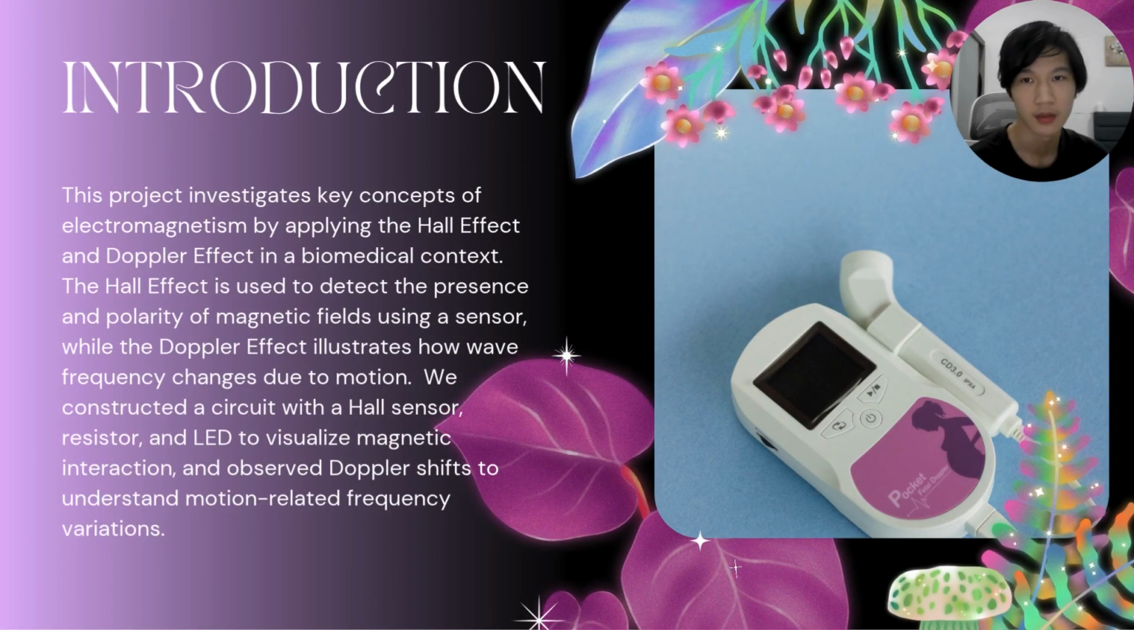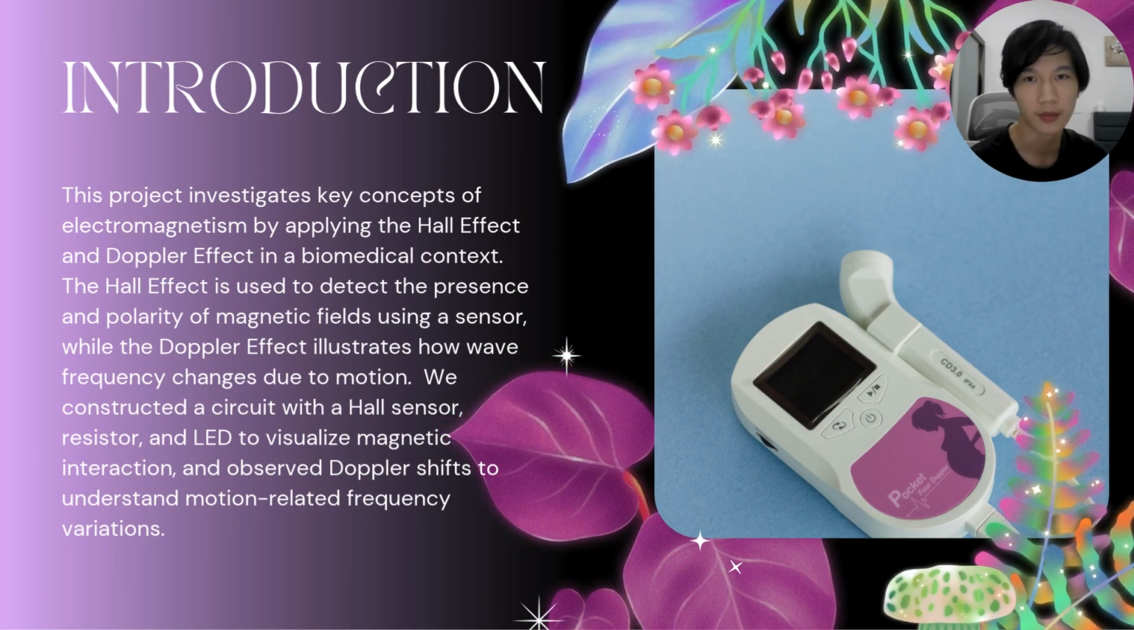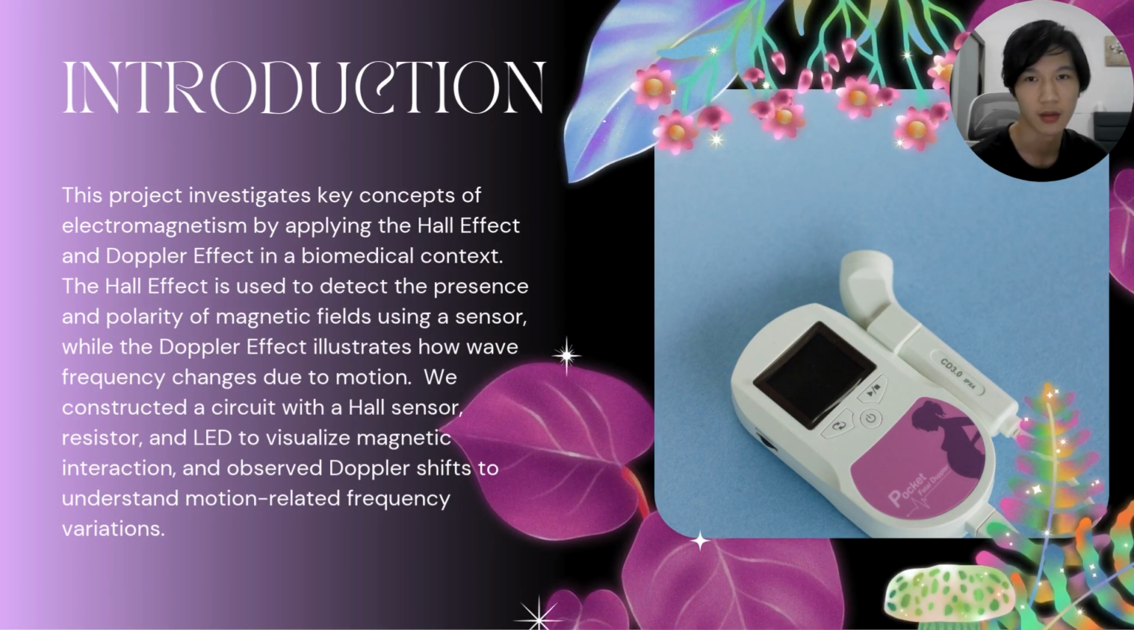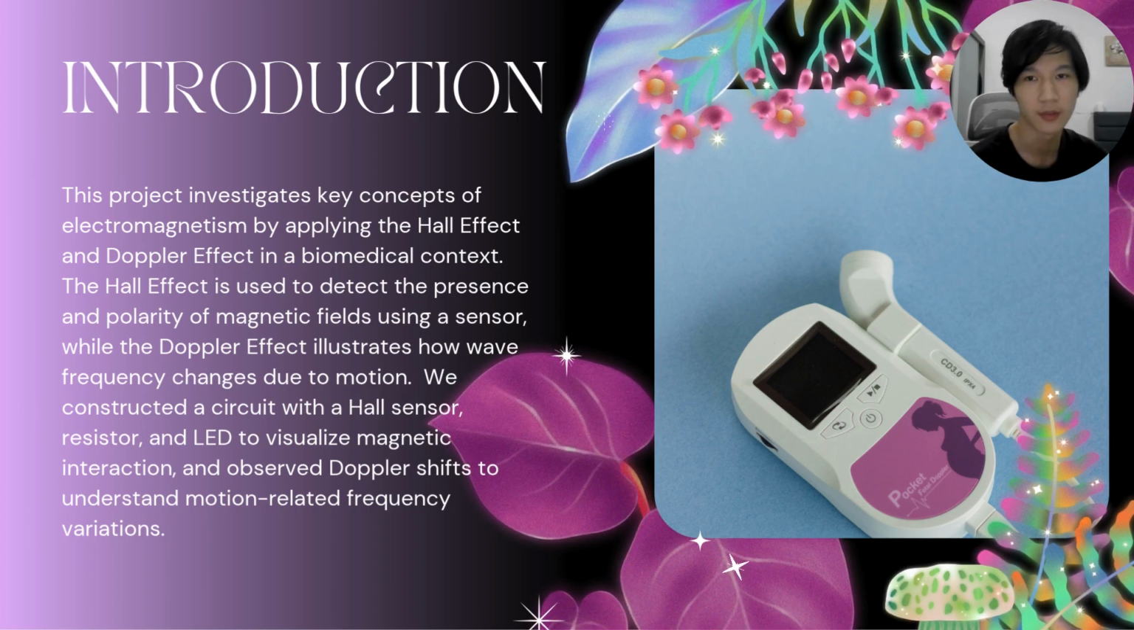Hi, I'm John. In this project, we explore the principle of electromagnetism through two important physical phenomena, the Hall effect and the Doppler effect. The Hall effect allows us to detect magnetic fields and determine their polarities using a sensor connected to a simple circuit with a resistor and LED. It helps us to visualize how magnetic interaction can produce digital signals.